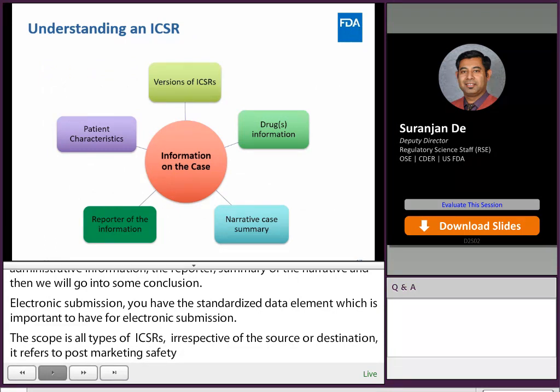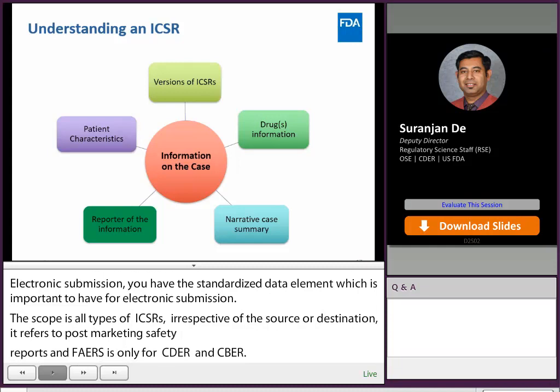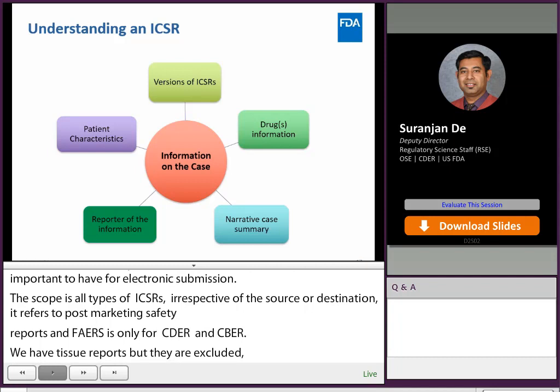So understanding an ICSR. These are some of the components that we will go over when we try to understand an ICSR, and we'll go over each of those items on this picture.